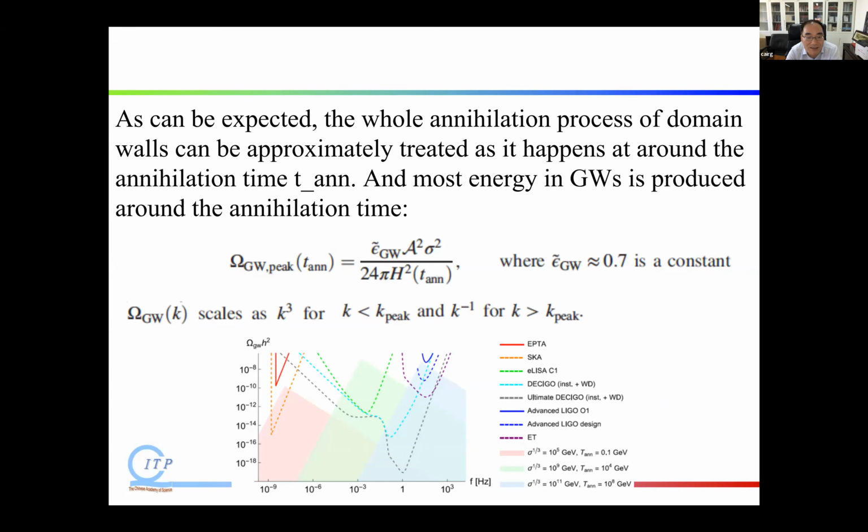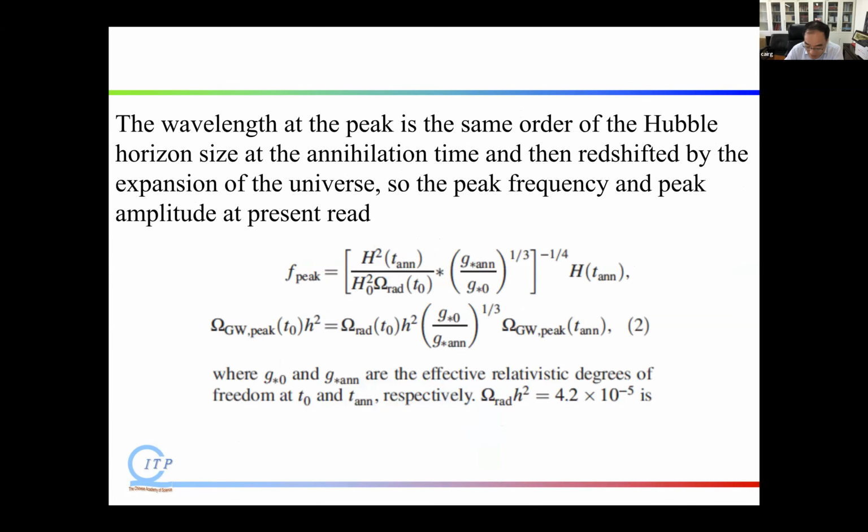When k is less than k peak, it behaves like this one. And beyond the peak, the energy spectrum behaves as 1 over k, like this one. So the spectrum of the gravitational wave from the domain wall is very simple. Here are the different parameters with different colors.